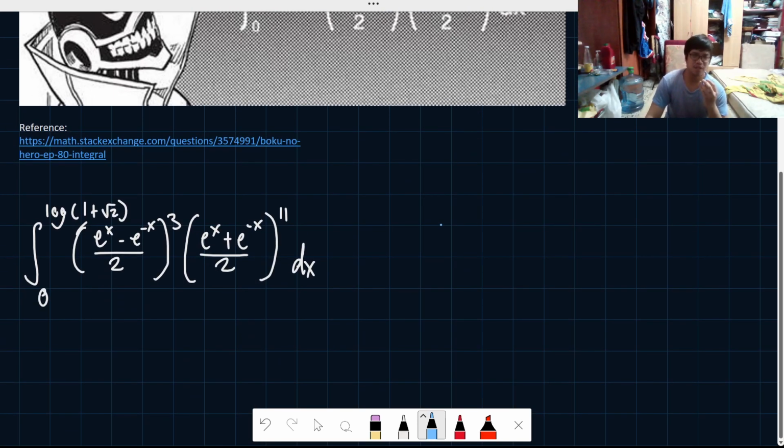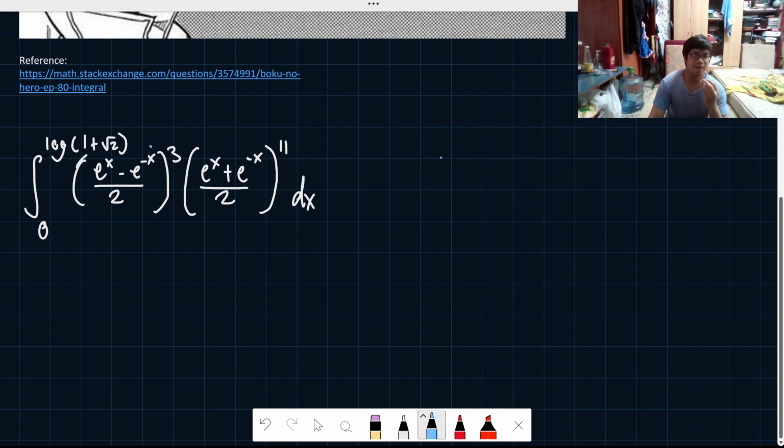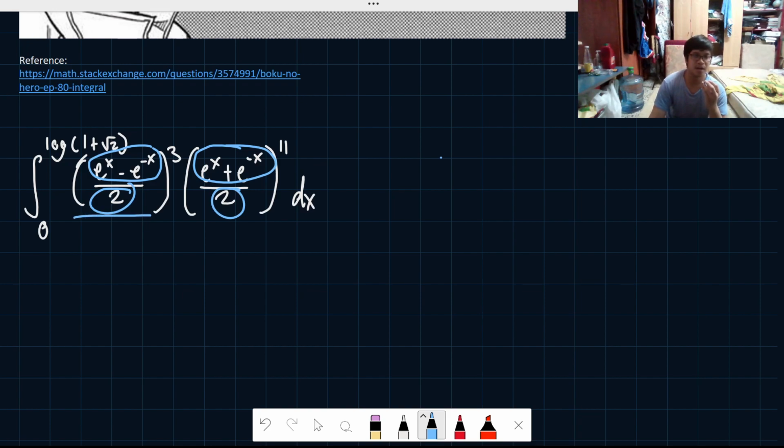If you observe, this looks complicated. We have e raised to x, e raised to negative x. The same thing goes on to the right, and then we have a denominator of 2. And each of the parentheses has its own exponent. One is a cube, one is an 11. So you can say it is complicated. And not to mention, one of the limits is complicated too, log of 1 plus square root of 2.